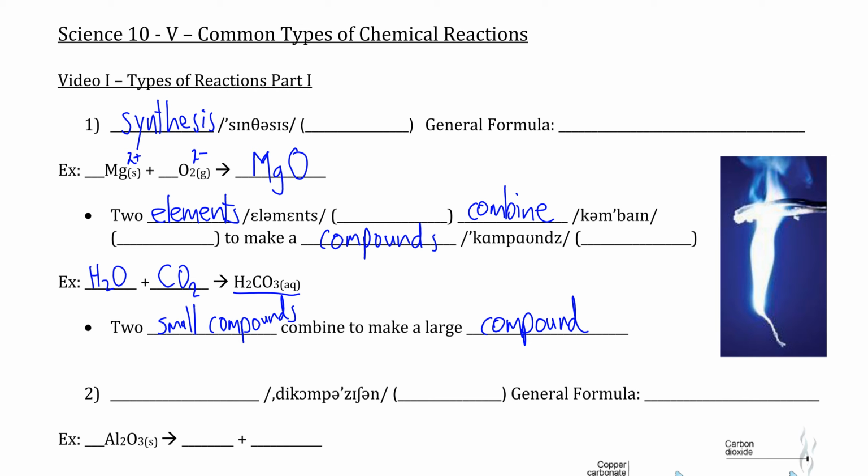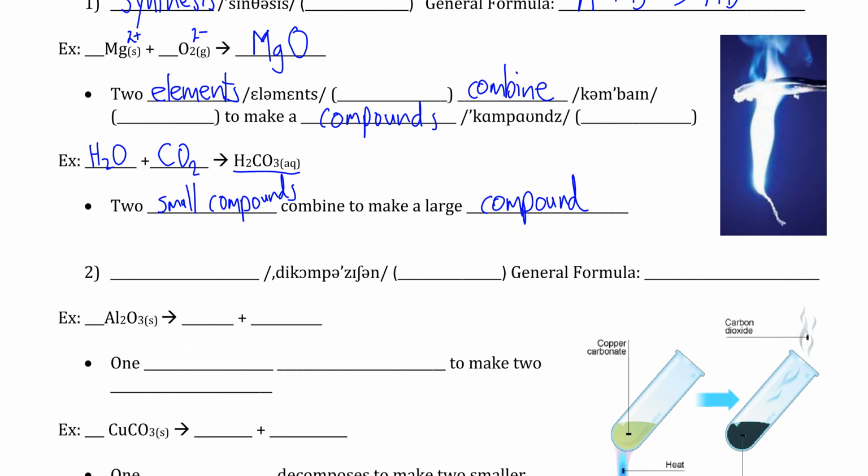So in either case, we can write the general formula for a synthesis reaction as being A plus B, where A and B are either two reactants or two small compounds that combine in order to give us AB, which is the larger compound, or simply the compound made from the two elements.